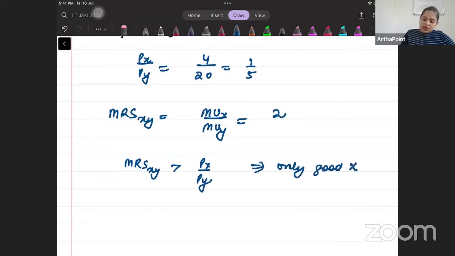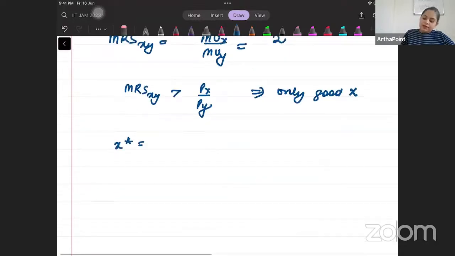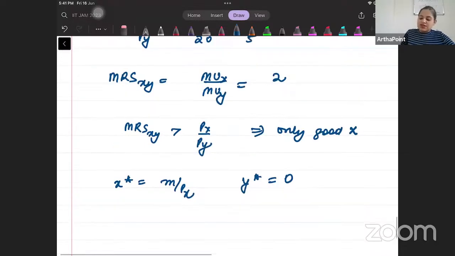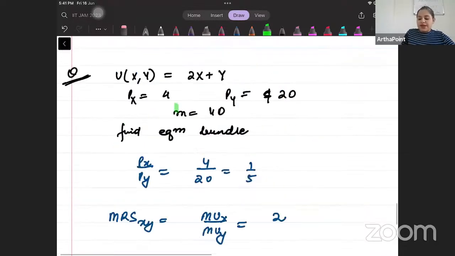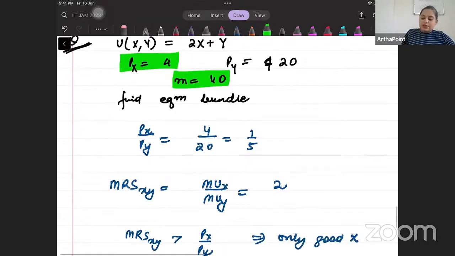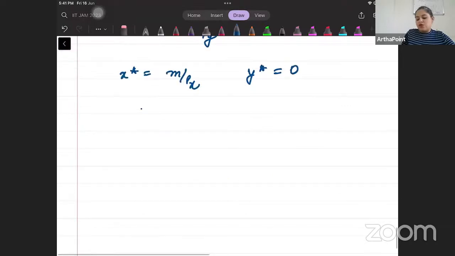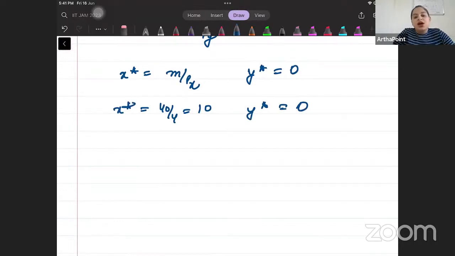How much X? Beta, X star will be M by PX. Y star will be 0. M is given to you as 40. PX is given to you as 4. So X star will be 40 by 4, which is 10. And Y star will be 0. This will be your answer. This will be your equilibrium.